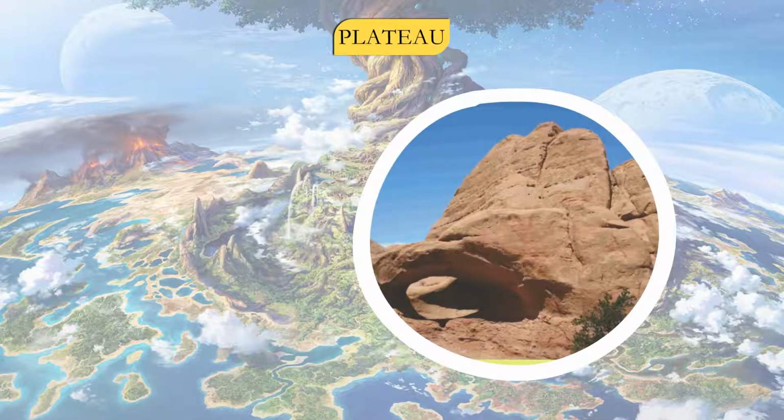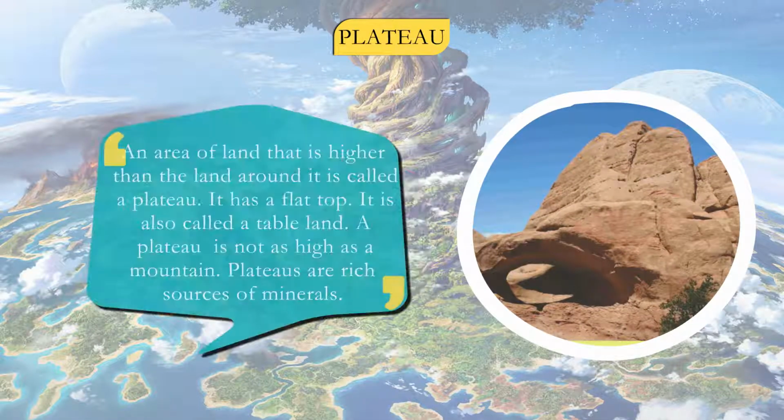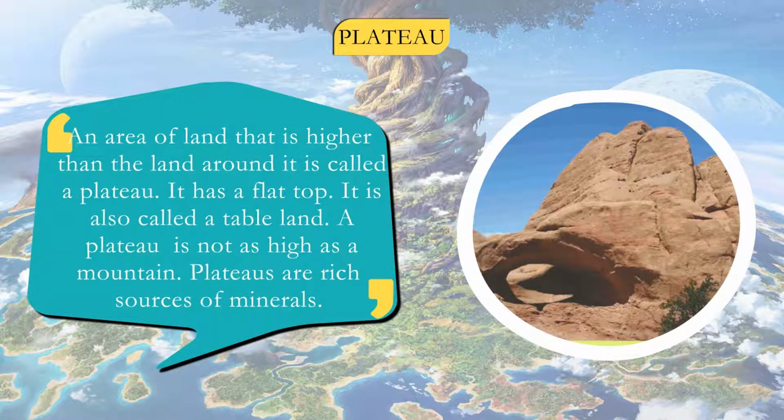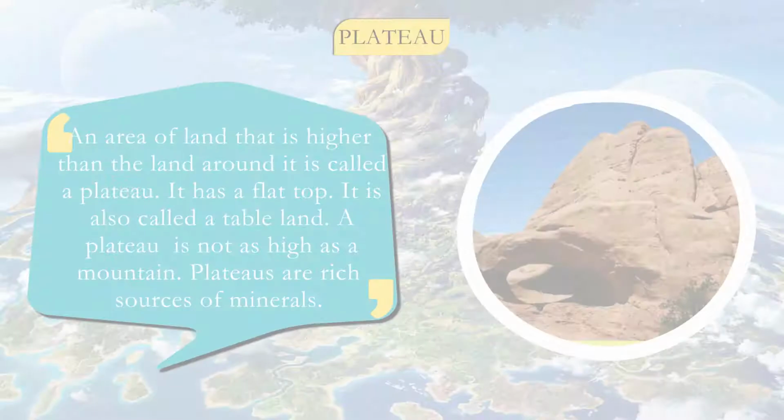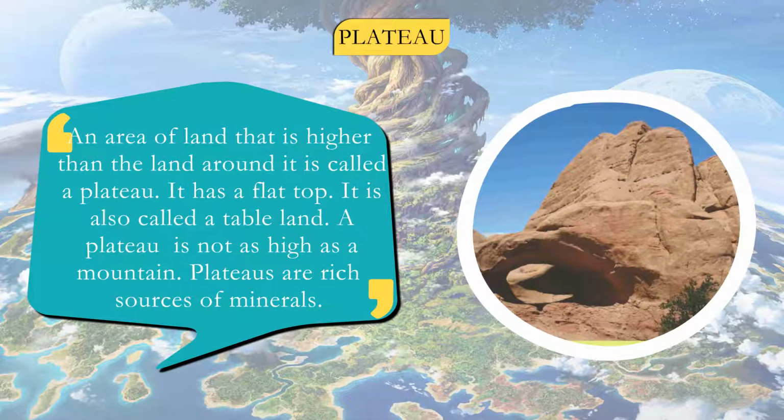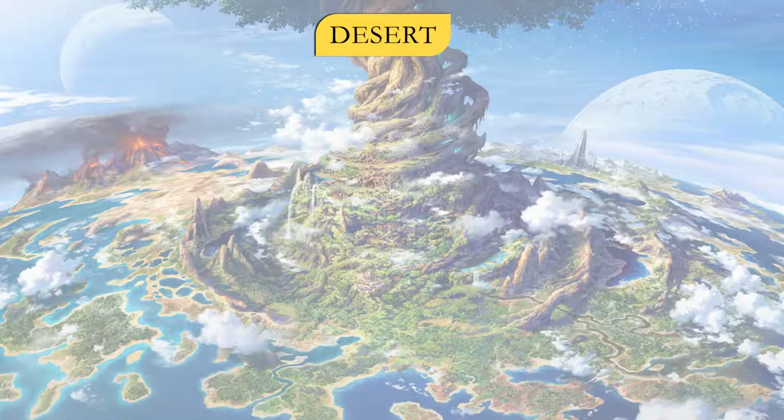Plateau. An area of land that is higher than the land around it is called a plateau. It has a flat top. It is also called a tableland. A plateau is not as high as a mountain. Plateaus are rich sources of minerals.